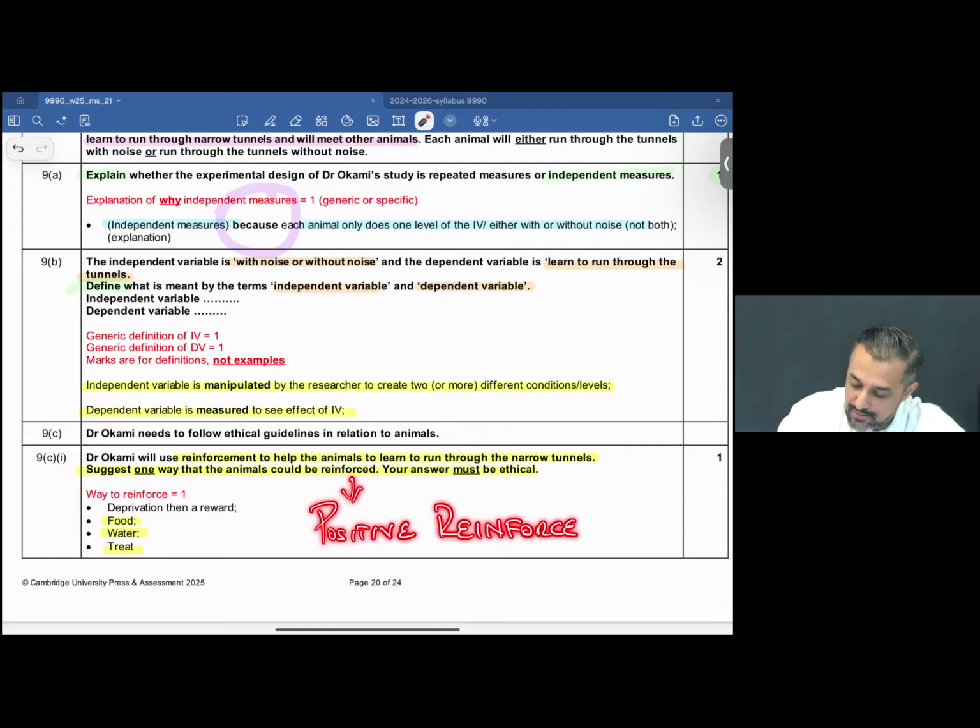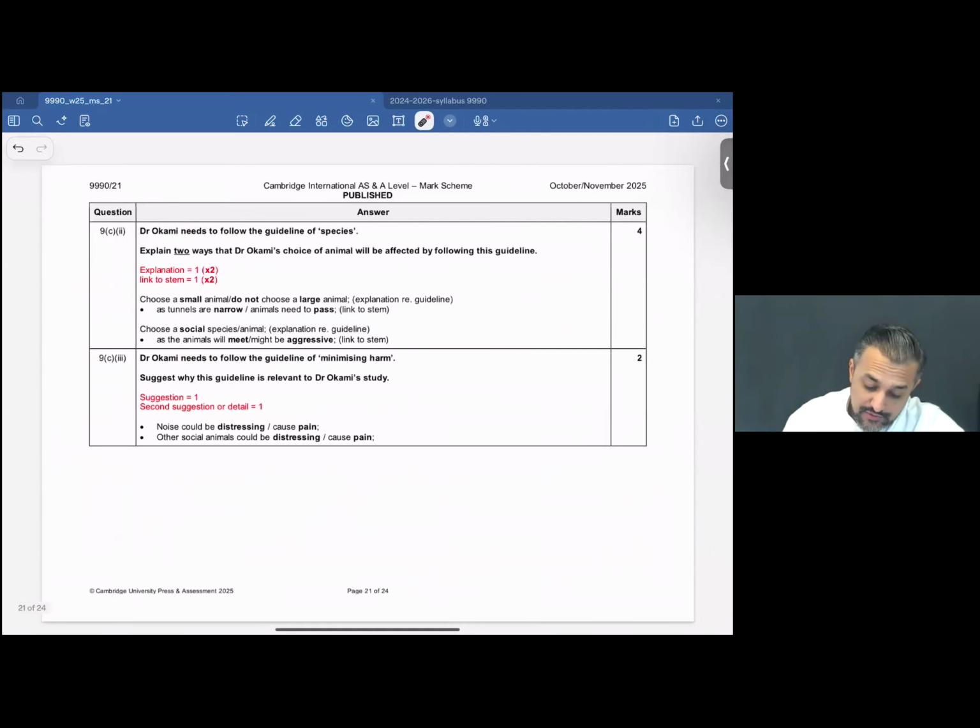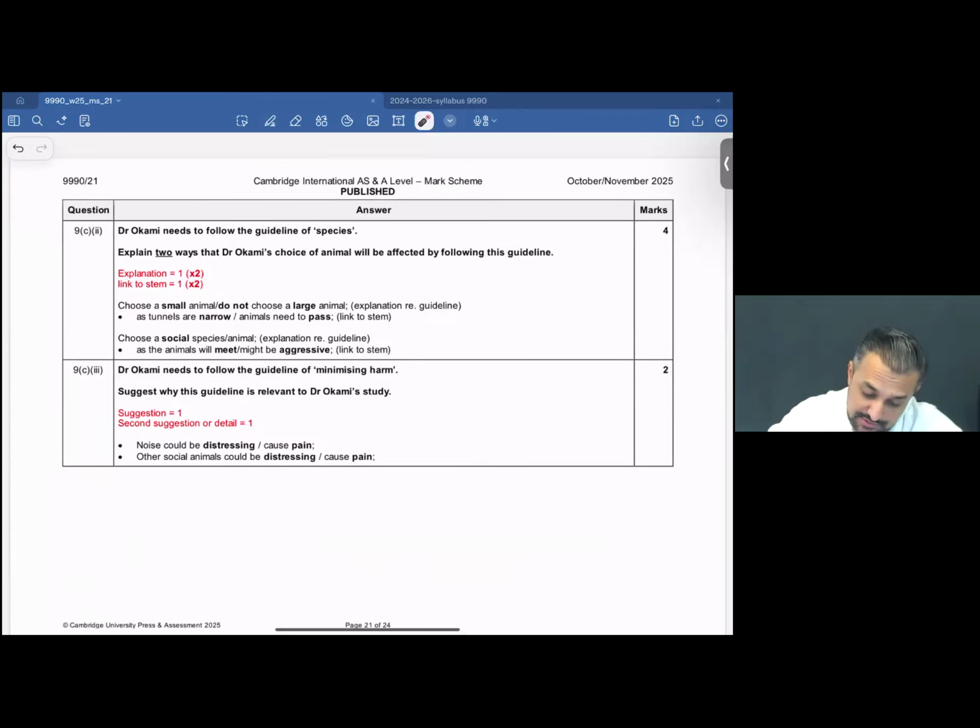And this positive reinforcement, you have studied this under the heading of operant conditioning. You've studied operant conditioning while doing Sauerland and Silverman, while doing Fagan as well. So let's take this ahead. Bismillah ar-Rahman ar-Rahim, 9C part 2. Dr. Kami needs to follow the guideline of species. So what is the takeaway here?